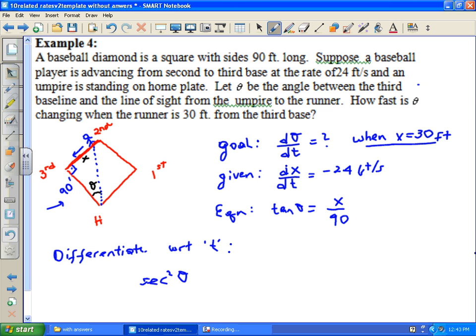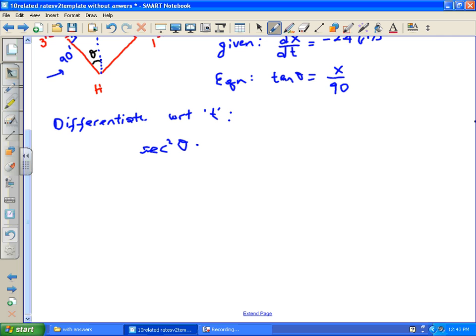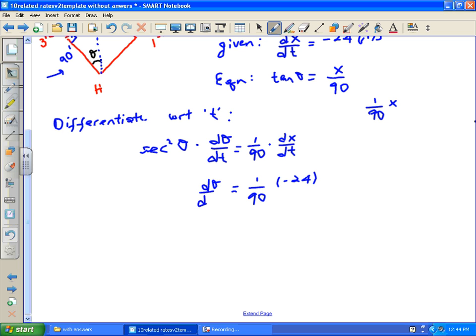Secant square of theta times d theta dt equals, and on the right hand side we can write it as 1 over 90 times x. So the derivative will be 1 over 90 times dx dt. And we know what dx dt is, so let's go ahead and fill that in. Dx dt was negative 24 feet per second. We are trying to find d theta dt, so I will leave that in the equation.